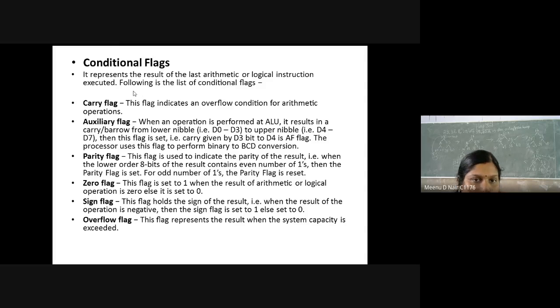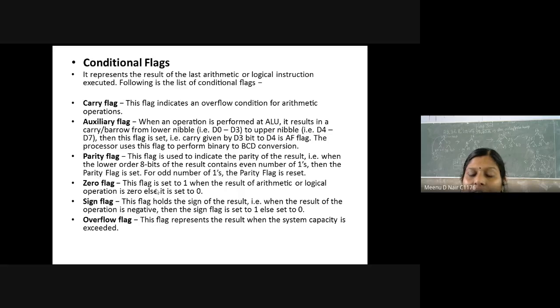I hope you understood what the conditional flags are: carry flag, auxiliary carry, parity, zero, sign, overflow. You have to remember them in this order. If your result has a carry in the D7 bit, the carry flag will be set. If there is a carry in the D3 bit, the auxiliary carry flag will be set. Parity flag means if the result has an even number of ones, the parity flag is 1. If the result has an odd number of ones, the parity flag will be 0.